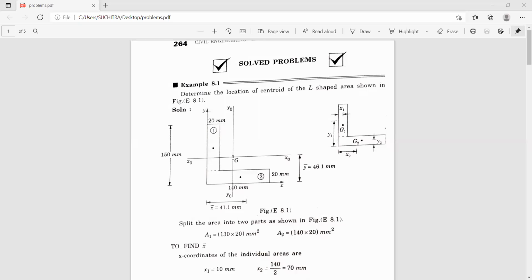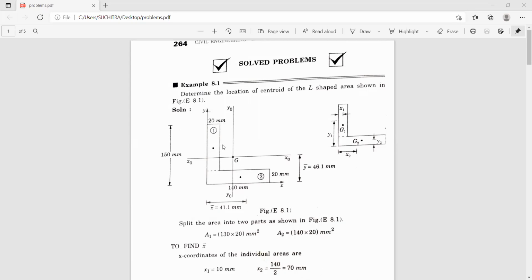Here the figure shows the point of the geometric center of this L-shaped figure, through which the two axes pass, that is X naught and Y naught axis. So this point we have to find. We have to locate the center of the given L-shaped figure.